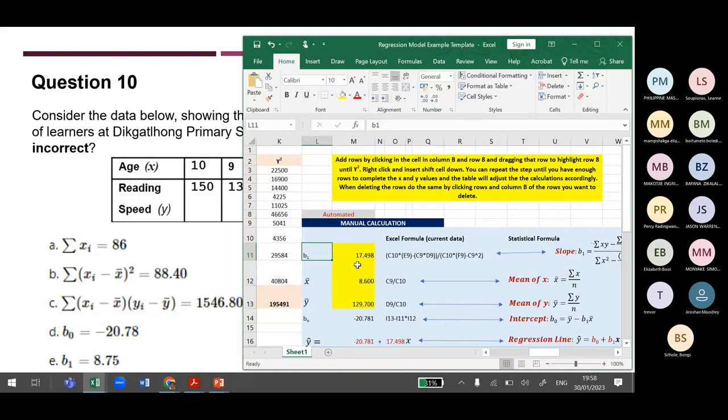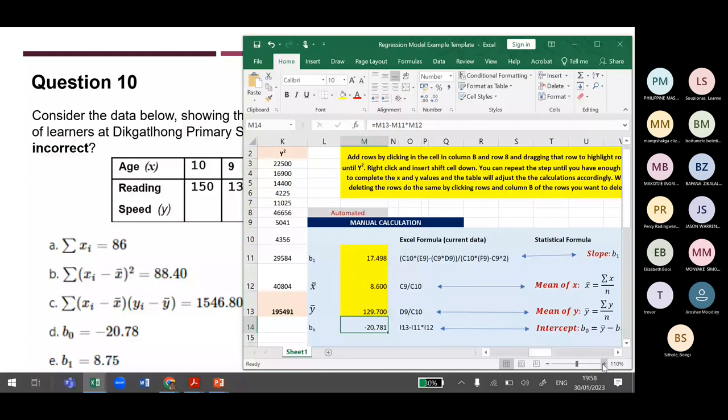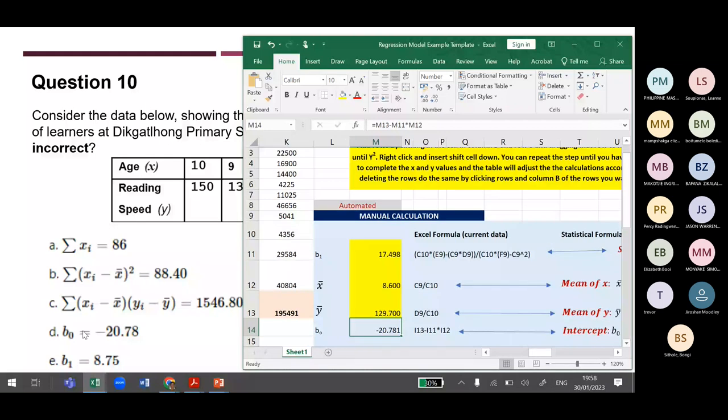So the slope is 8.75, which is E, and here it says it's 17.489. And B0, which is the intercept, is minus 20.871. You can see there, the same. It's the same, so that D is correct. B1 is the one that is not correct because it says B1 is 8.75, whereas it should be 17.498. So the incorrect answer is E.